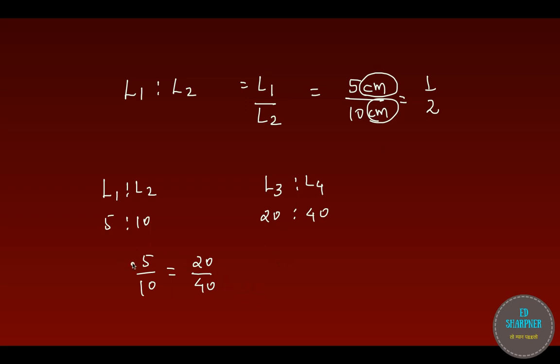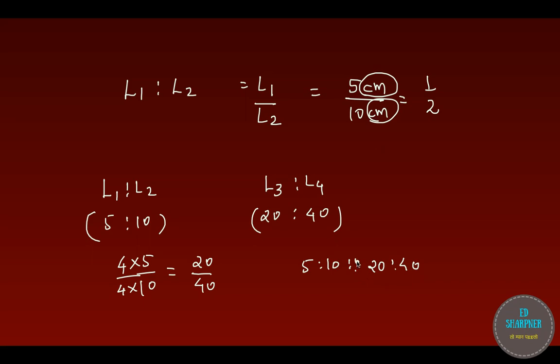Because 5 divided by 10 is equal to 20 divided by 40, you can see that these two ratios are equal because if I multiply the numerator and denominator here by 4, I get the same thing. So I say this ratio and this ratio are in proportion, and when they are in proportion they can be written as 5 is to 10 is in proportion with 20 is to 40.